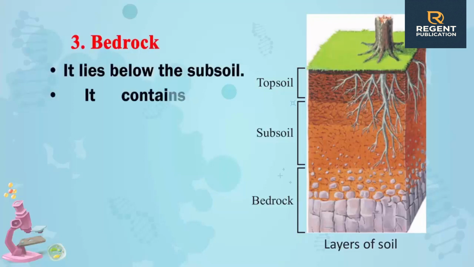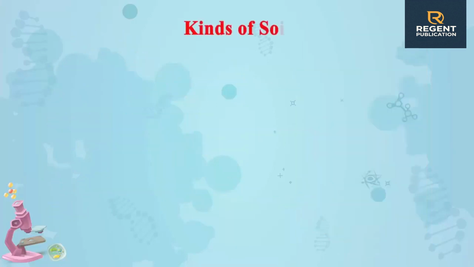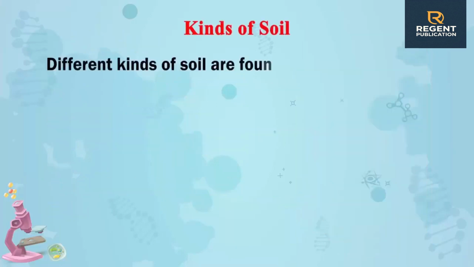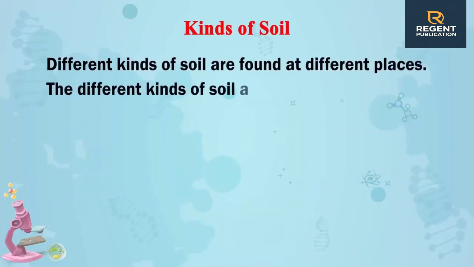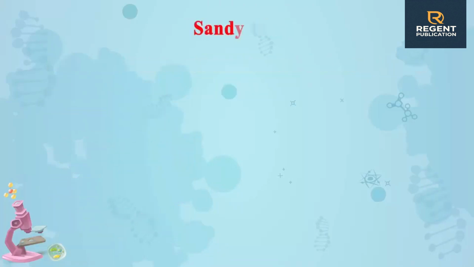Bedrock. It lies below the subsoil. It is the hardest layer of the soil. It contains rock particles and minerals. It is also known as solid rock. Kinds of soil. Different kinds of soil are found at different places. The different kinds of soil are sandy soil, clay soil and loamy soil.